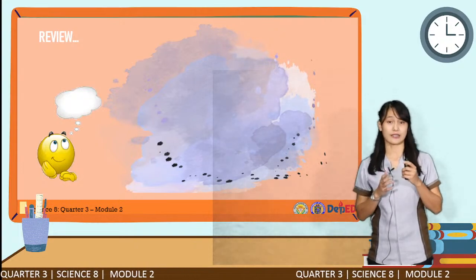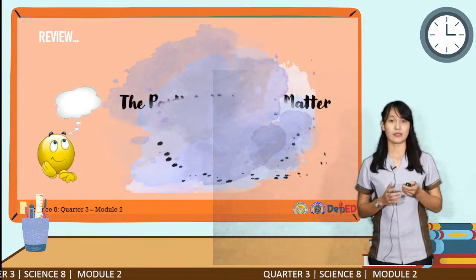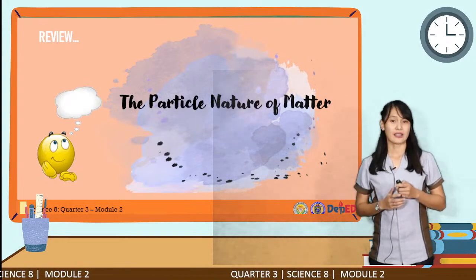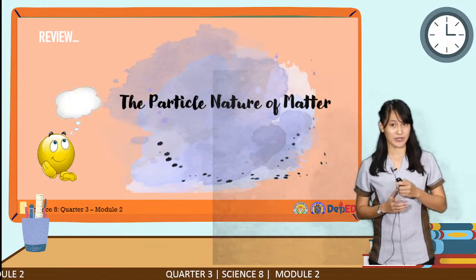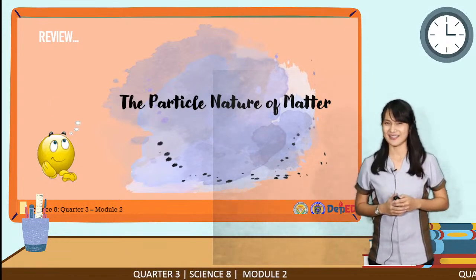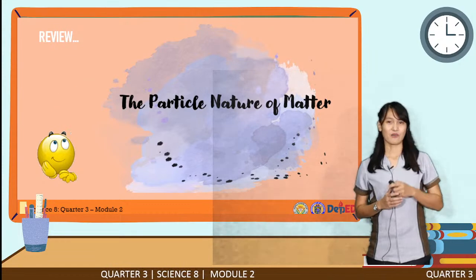In your previous module, you have learned about the properties of solids, liquids, and gases based on the particle nature of matter. So, let's have a simple review by identifying the state of matter being described. Are you all set? I bet you are. Now, let's get started.